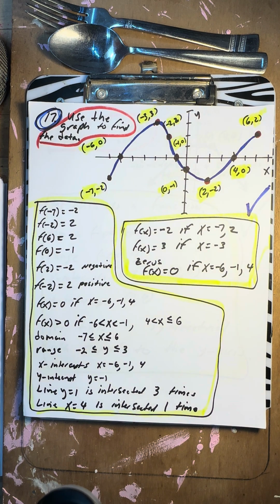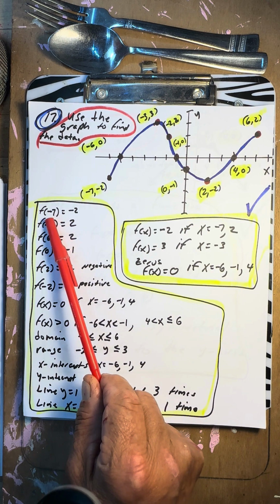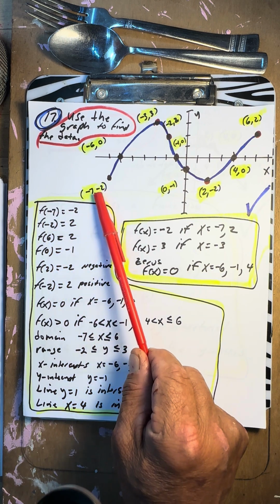Ooh, lots of information in this. Let's look at this. First one says, what's f of negative 7? Negative 7 is right here. The answer is negative 2.